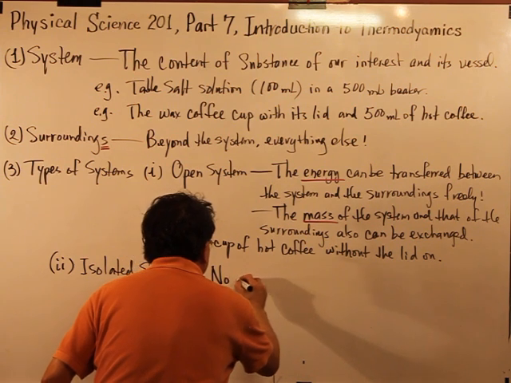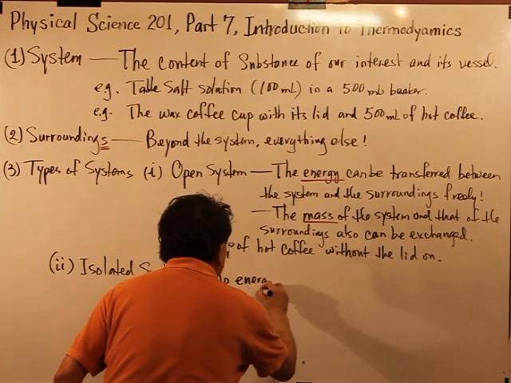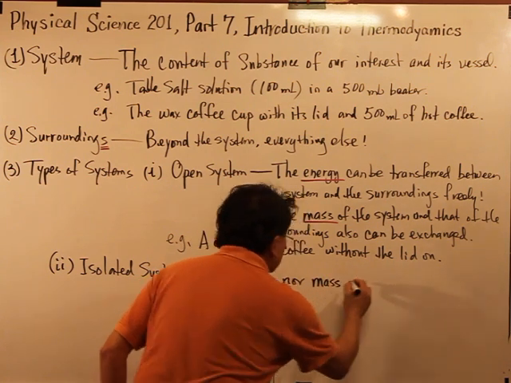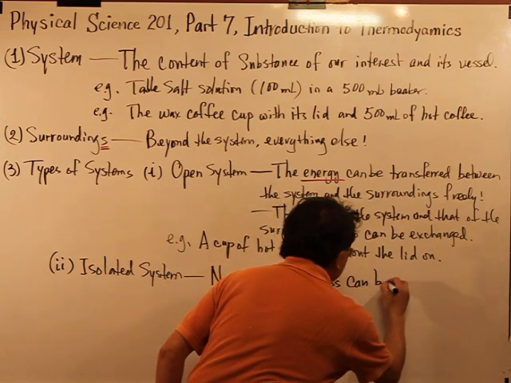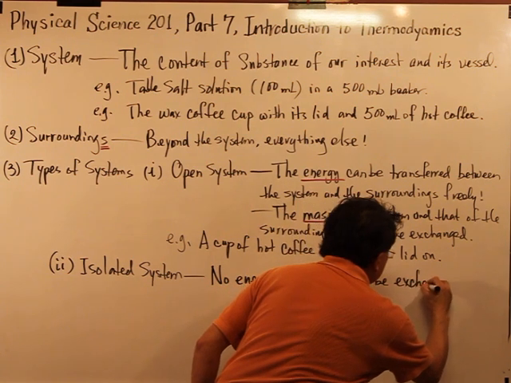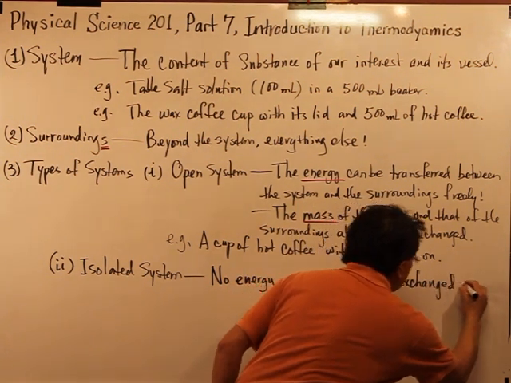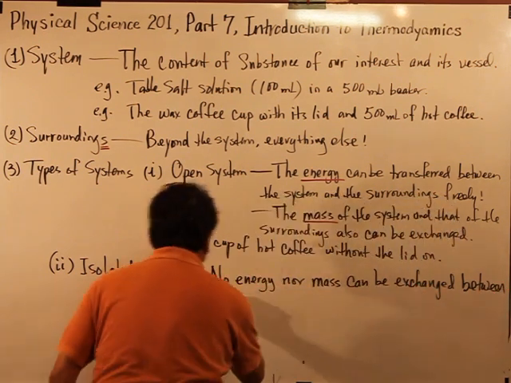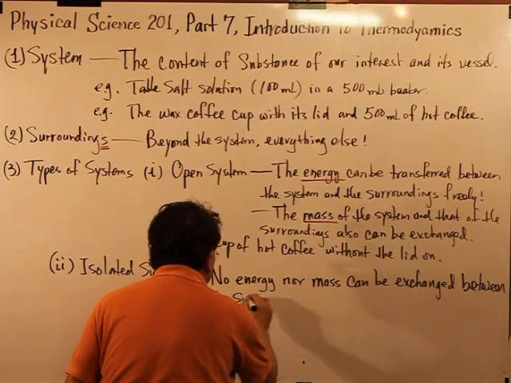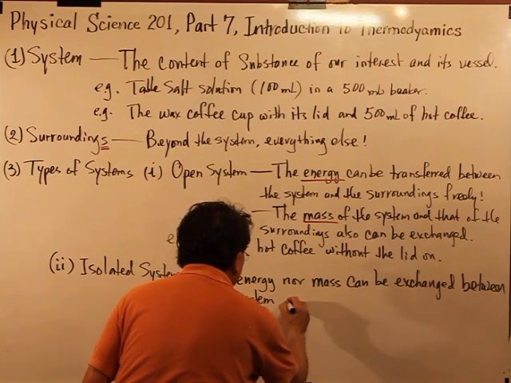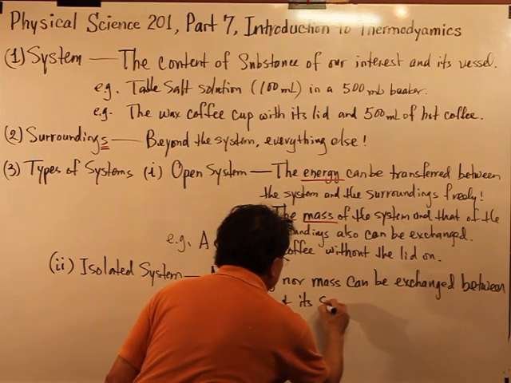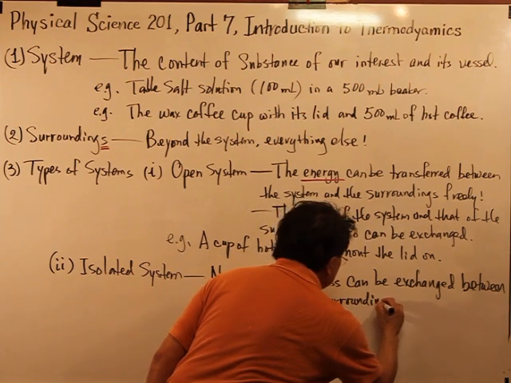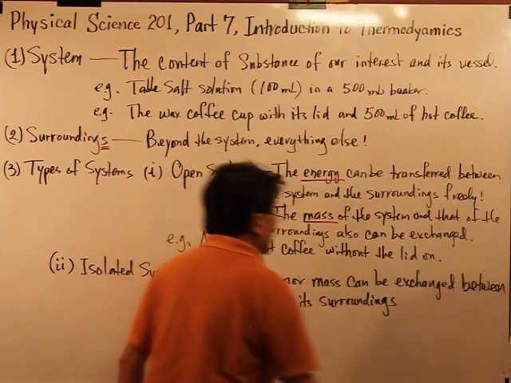No energy nor mass can be exchanged between the system and its surroundings, right? You talk about system, then the system has its surroundings, which is outside, at all.